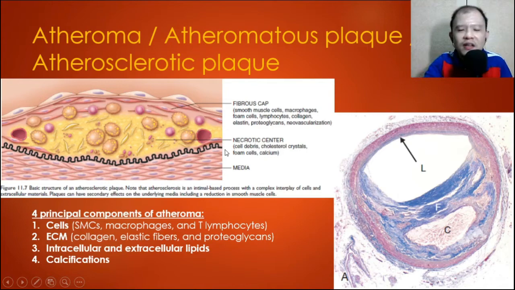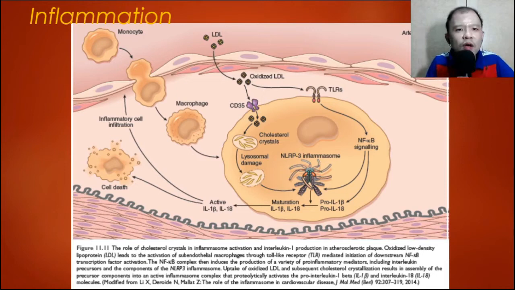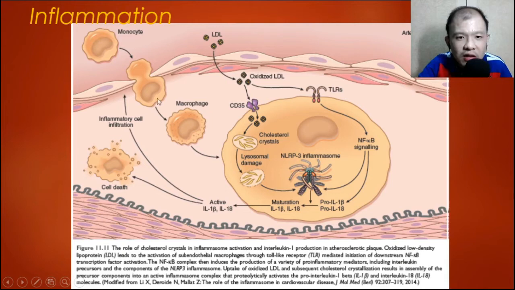And going into detail, you have the monocyte being transformed into a macrophage. You have what they call a highly permeable endothelium. Then the macrophage eats up the cholesterol and becomes what we call activated macrophages.